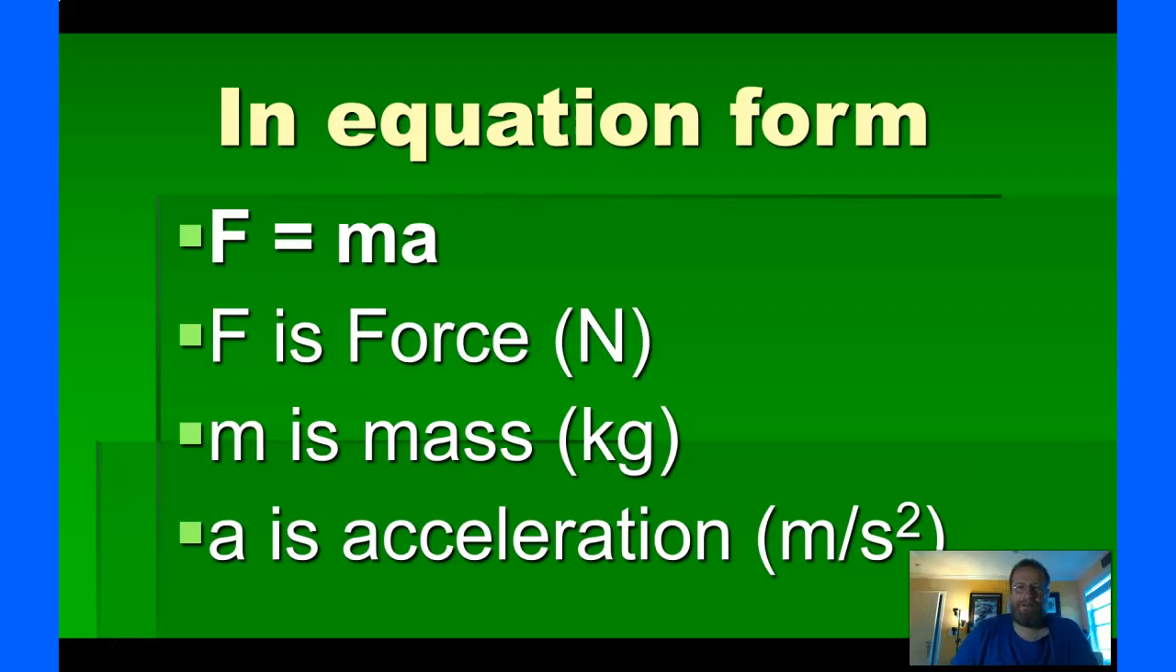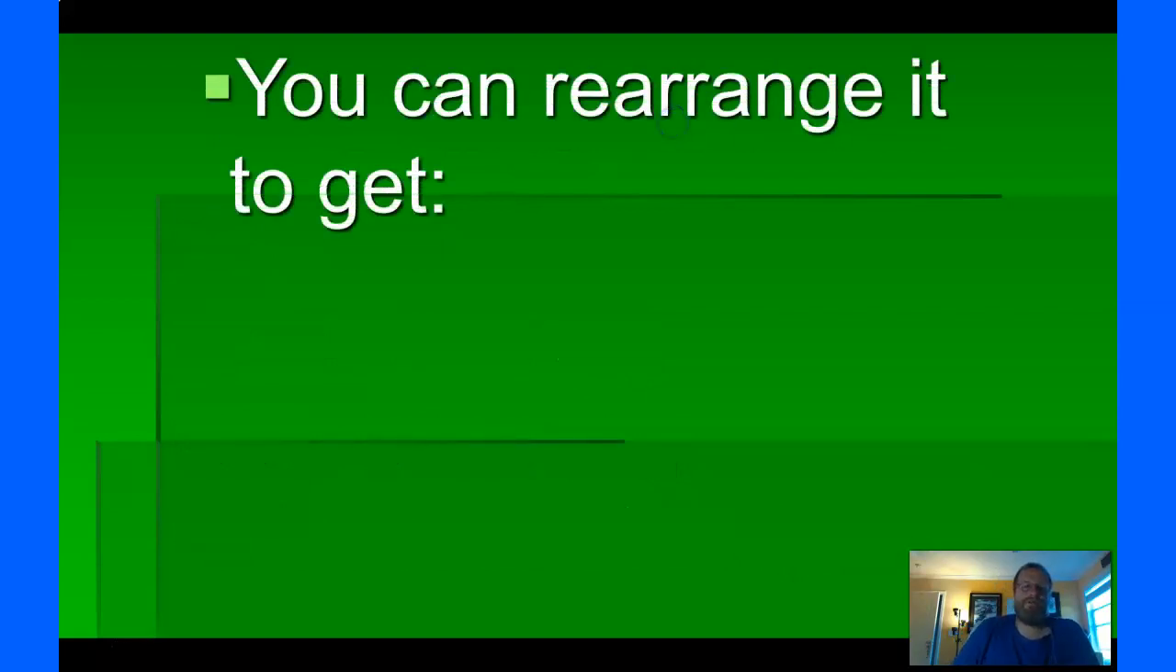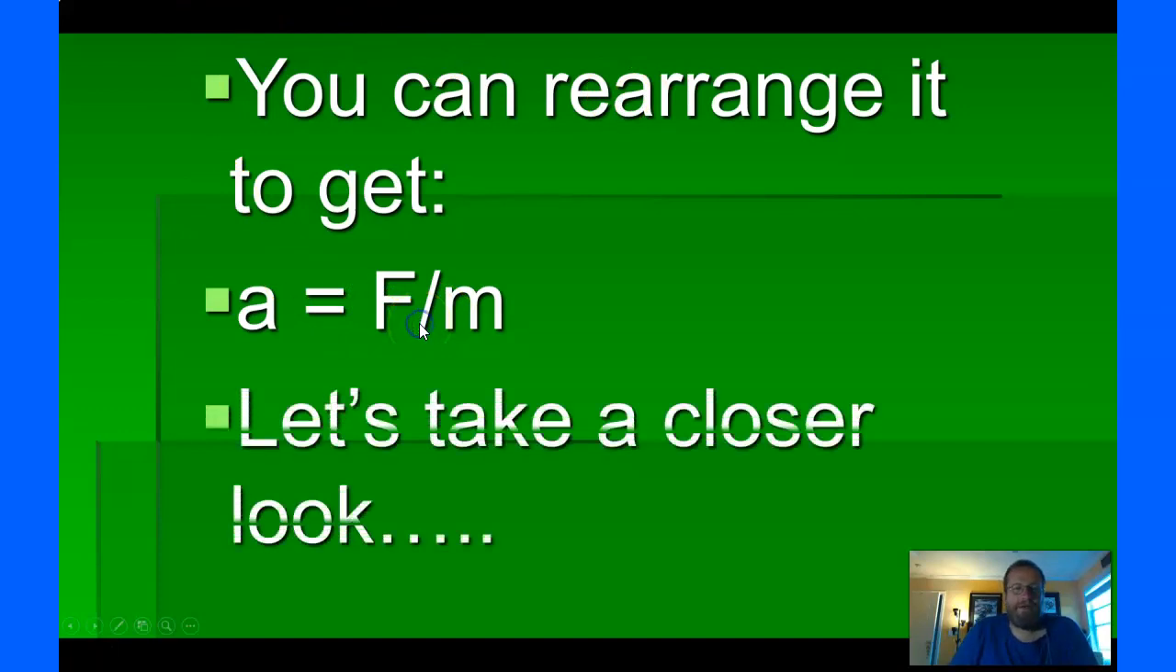Caught up to me yet? All right, here we go. If you rearrange it, you get what Sir Isaac Newton actually came up with first. He came up with it in this form. Acceleration equals force divided by mass. Okay, we'll take a closer look, because if you see, that's a fraction. Oh, I know y'all love fractions, don't you? We all love fractions.